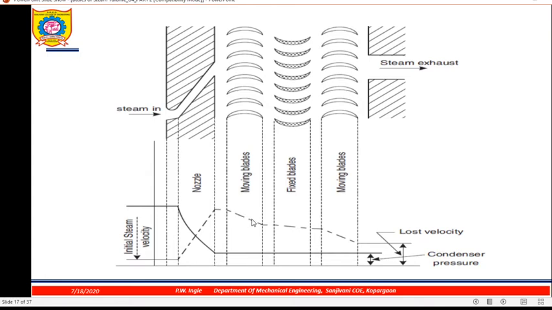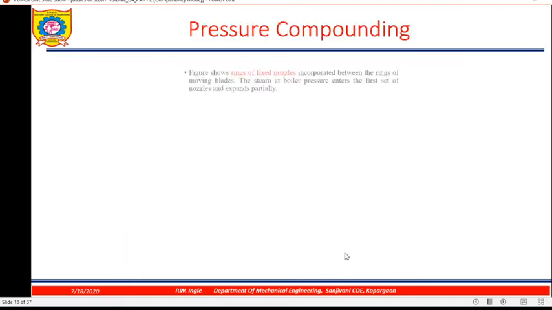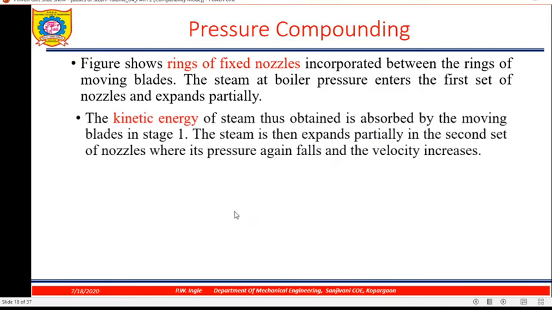Compounding means we are reducing velocity and taking the help of that velocity to convert into mechanical power, and mechanical power will be converted to electrical power. This is nothing but velocity compounding. So compounding is done to reduce the velocity through the stages. Pressure remains constant throughout.